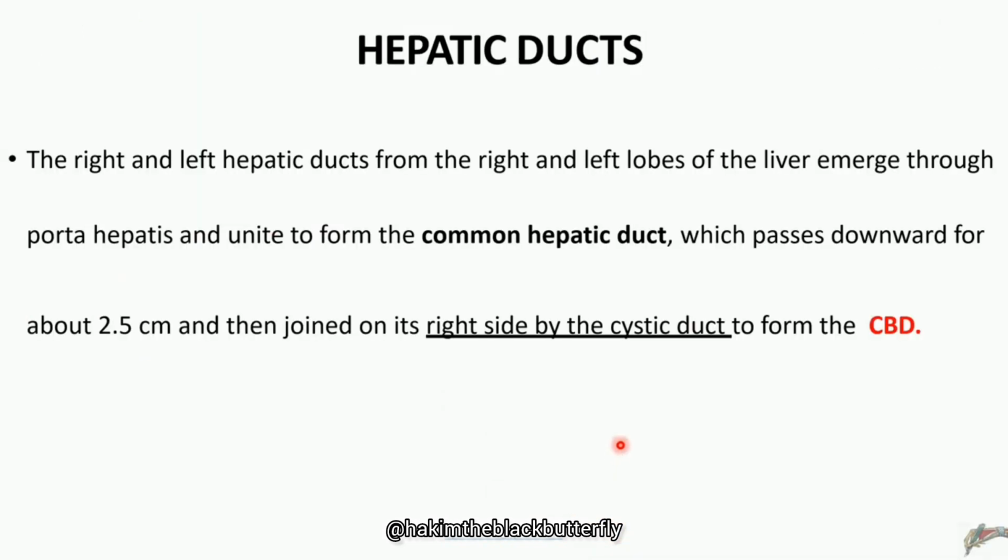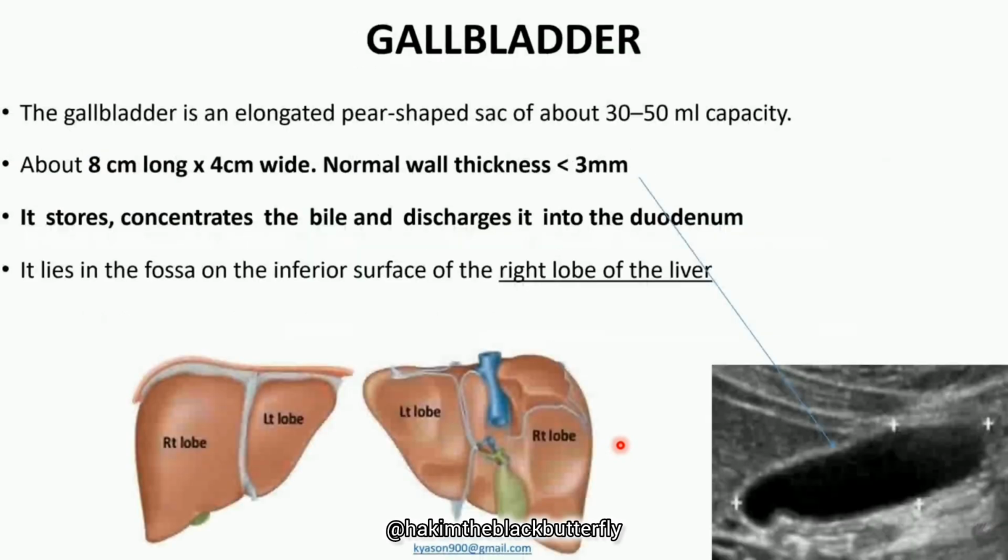Okay, so about the gallbladder, we know that it's a structure that is going to temporarily store the bile. Yes, we know bile comes from the liver, but it doesn't go straight down towards the duodenum.